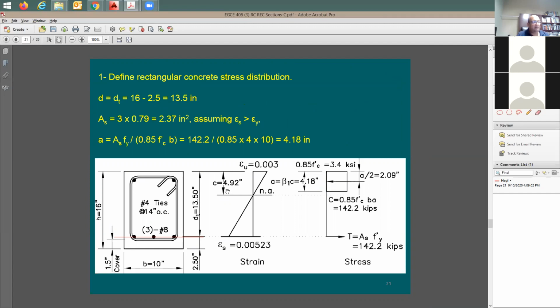Now, what's the next step after you have this A? I guess someone's going to say, now I have the distance from the tension to compression. And this distance is going to be the distance from this point to that point. And how do you do this distance here? You say it's going to be equal to D, the 13.5, minus A over 2, 4.18 divided by 2. This is simple, and now we have this distance.